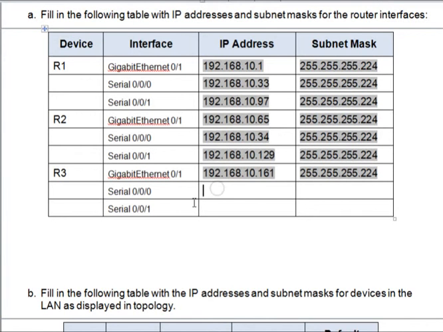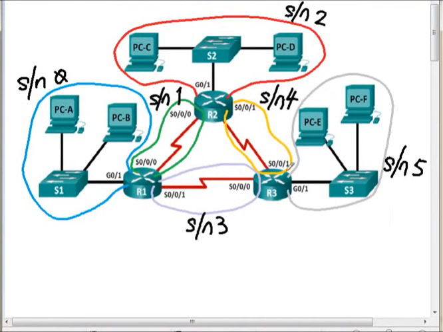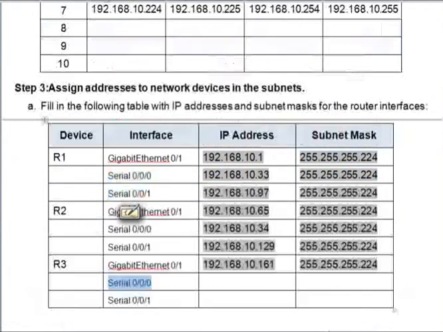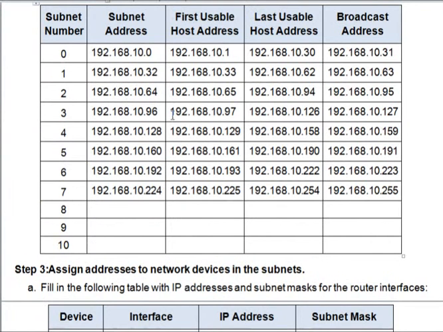Okay, and for 0/0/0 for R3, 0/0/0 is in subnet 3. So what we need to do is look at subnet 3. Again, for subnet 3 we have used up the first one, 97. So we are going to use the next address, 98, instead.